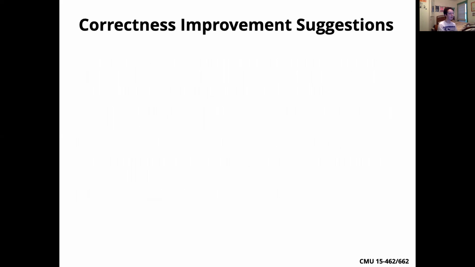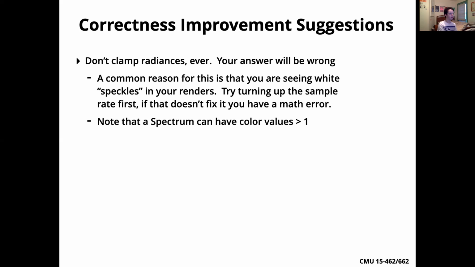Okay, so finally, last slide, some suggestions to improve correctness. First of all, this is a really, really common mistake. Just don't ever clamp radiances, right? Don't clamp a spectrum, ever. Just don't do it. Your answer will be wrong. There is always an underlying issue that this clamping is supposed to be a Band-Aid fix for, whenever I see it. One common source of this is that students will sometimes see white speckles in their renders. Just like noise can sometimes manifest as dark spots on your render, it can also manifest as white spots if you're extra lucky.